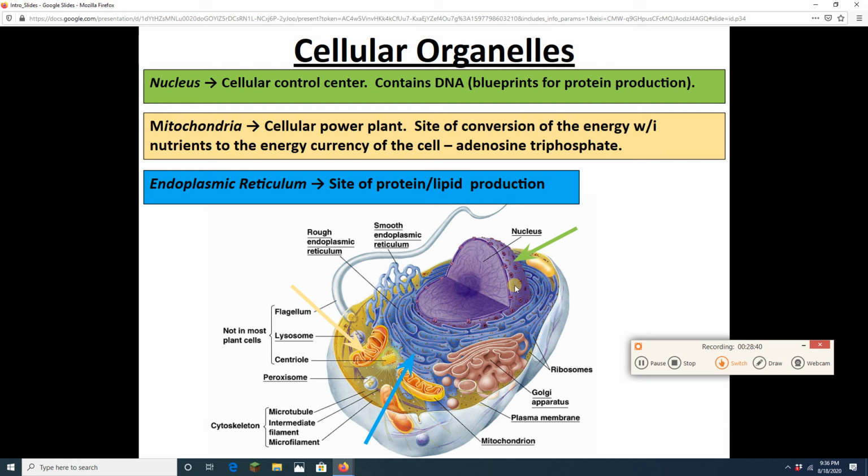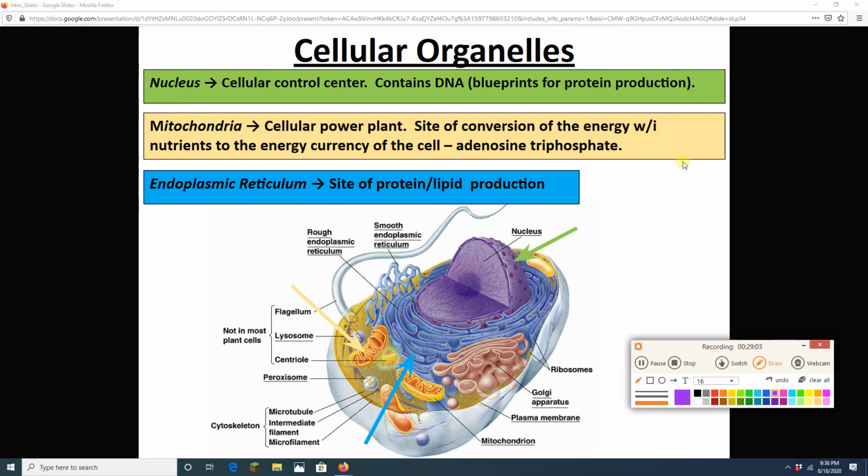Now, another organelle we've got to be aware of are these guys right here. These are mitochondria. Mitochondria are the cellular power plants. They are where we convert food energy into an energy that is usable by the cell. And that usable energy is called adenosine triphosphate, ATP. You probably know it as ATP. I'm sure you heard of ATP in your general bio class. If not, then who did you take for general biology?